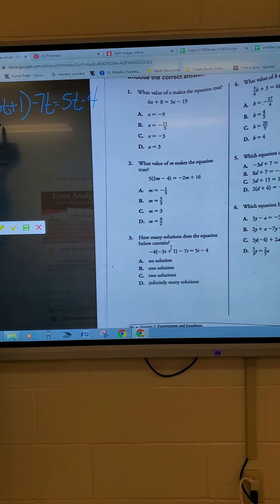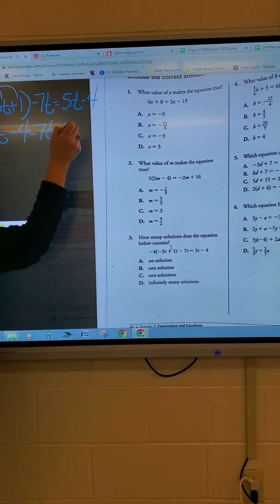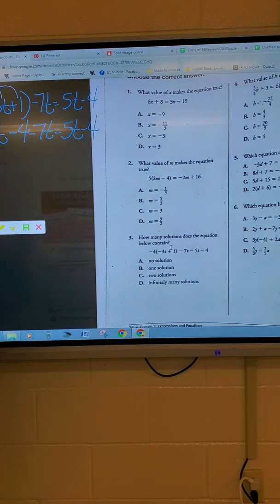This negative 4 has got to be distributed. So negative 4 times a negative 3t is a positive 12t. Negative 4 times a positive 1 is a negative 4. Minus 7t equals 5t minus 4.